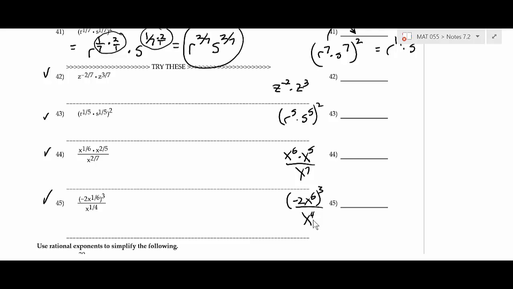If you were going to do this problem instead, you would do -2 to the third, which is -8, because you do -2 times -2 times -2, which is -8. You'd multiply the exponent. 6 times 3 is 18. Then you'd subtract the exponent. So the answer to that problem would be -8x to the 14th. Do that problem the same way.